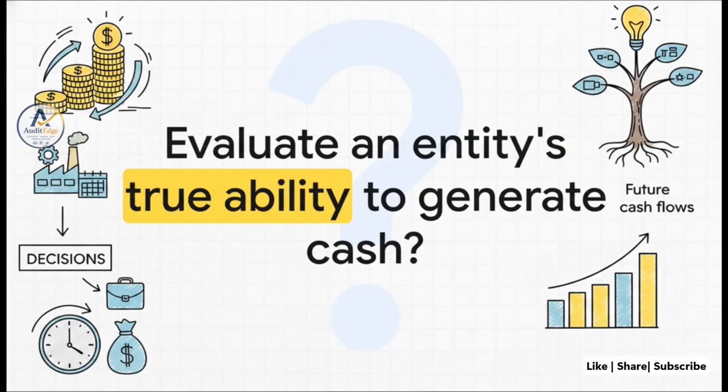I want to kick things off by asking you a question directly from the objective of the standard itself. How do we evaluate an entity's true ability to generate cash and adapt to changing opportunities? You see, making smart economic decisions requires a rigorous evaluation of an entity's ability to generate cash and cash equivalents, plus the timing and certainty of when that cash will actually materialize. And that is exactly what this statement is designed to reveal.